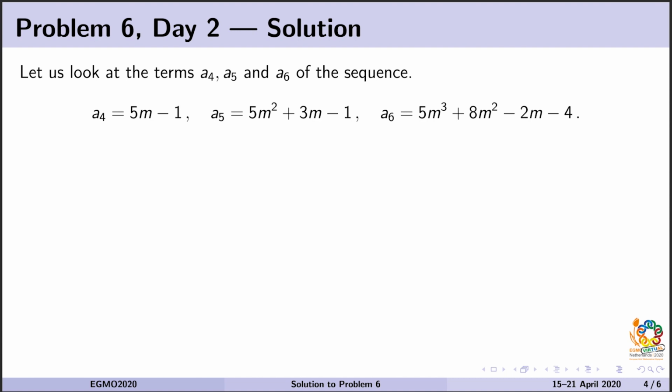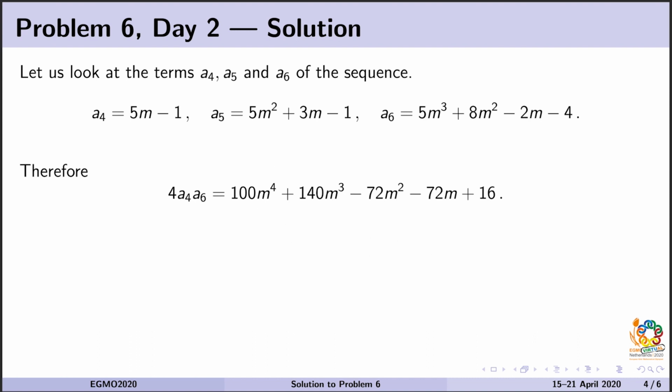From the recurrence relation, it follows that a4 is 5m minus 1, a5 is 5m squared plus 3m minus 1, and a6 is 5m cubed plus 8m squared minus 2m minus 4. The key idea is to look at a4 times a6. In fact, we will consider 4 times a4 times a6, which is this quartic expression.